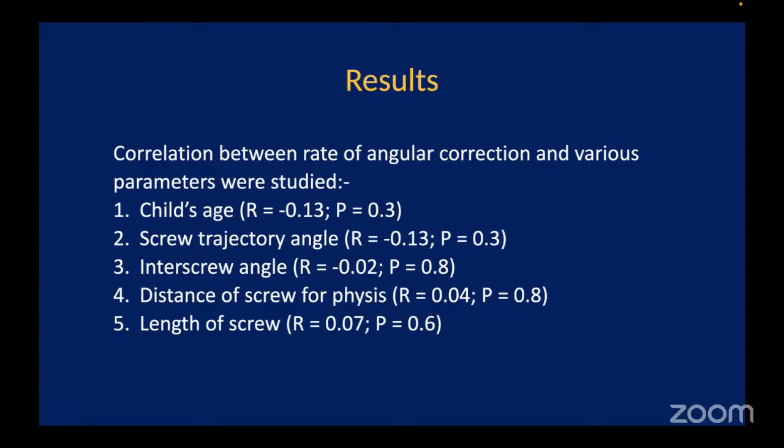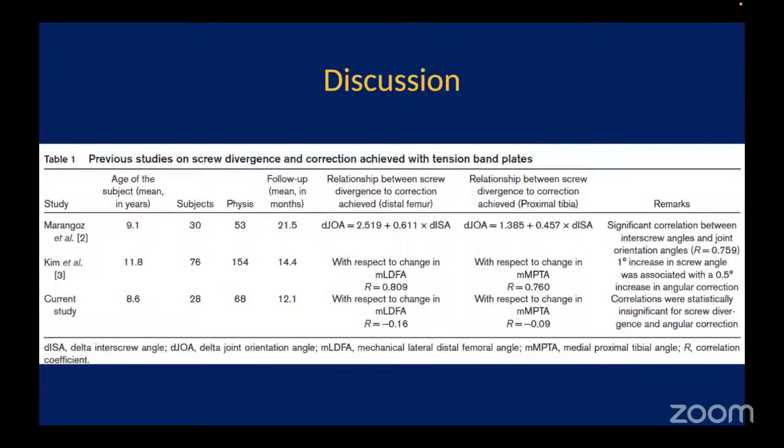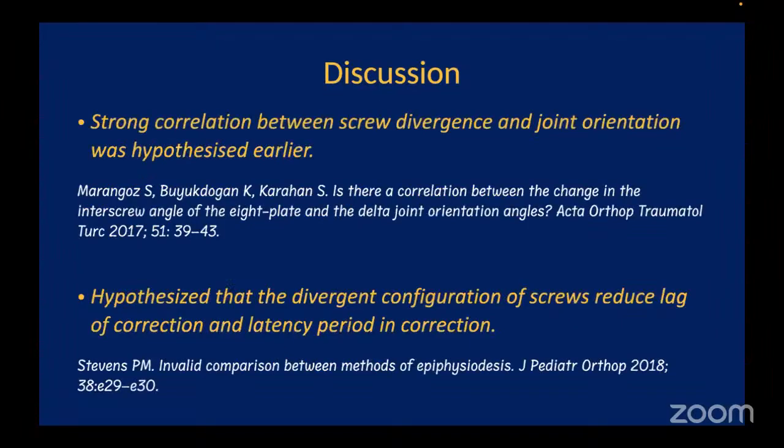Which were the significant correlations? Just tell that, Kunal. So the child age was not significant, screw trajectory angle was not, interscrew angle was not. So what was positive? None was significant, sir. Okay, fine. Go on to the next slide then. Yeah, this is a comparison.